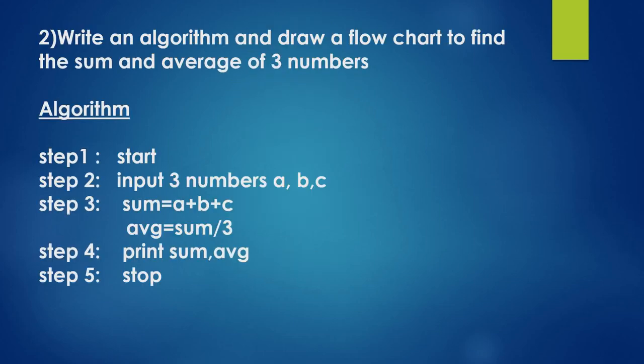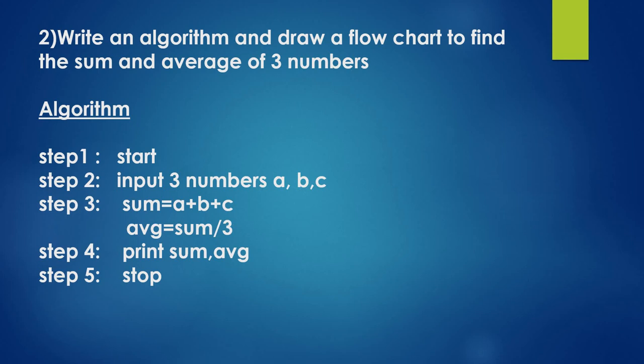One more example. Write an algorithm and draw a flowchart to find the sum and average of three numbers. That is, first itself, problem definition. What is the problem here? We have to find out the sum and average of three numbers.